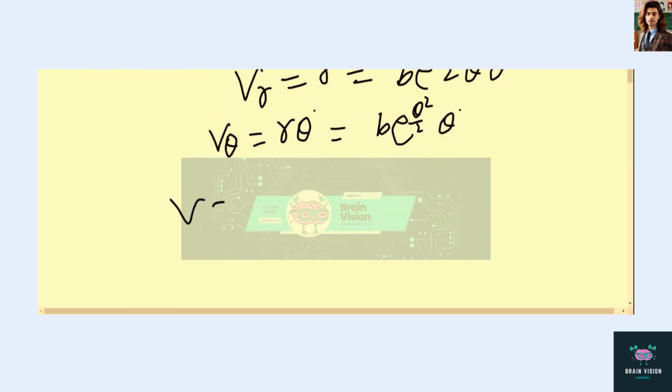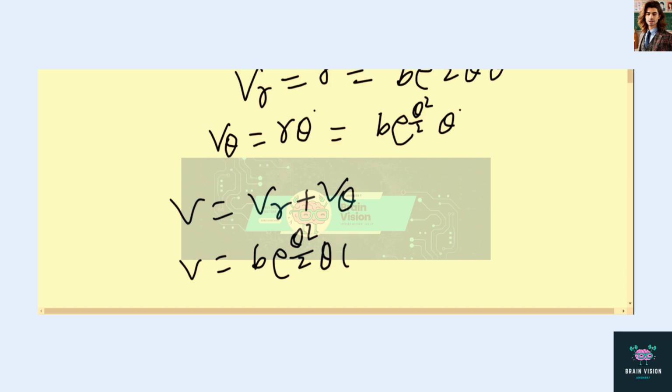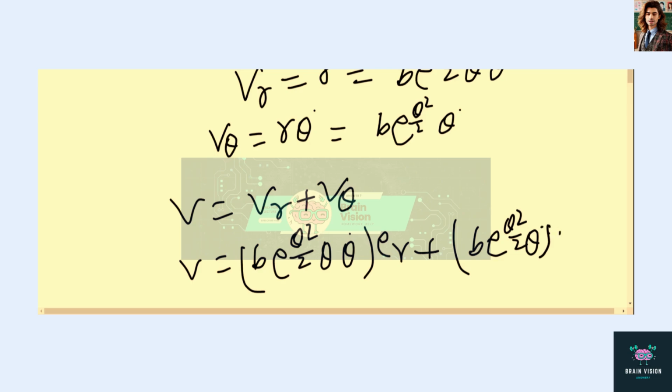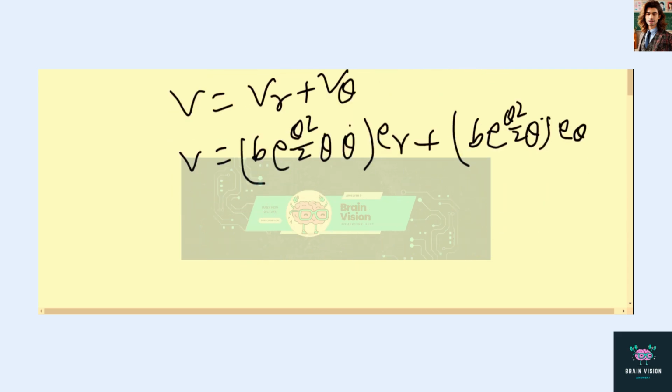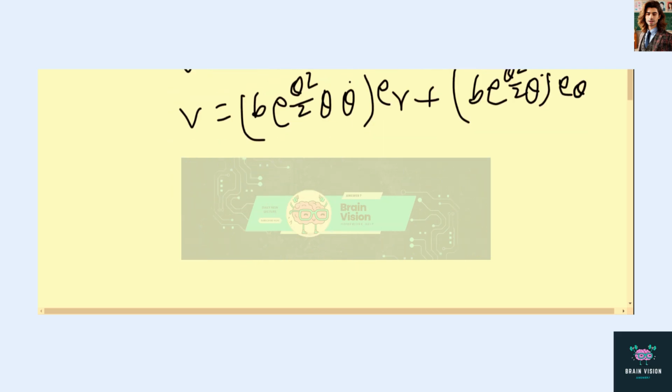So v is v r plus v theta, and so v will become nothing but b e to the power theta square upon 2 into theta dash e r, where e r is the unit vector in the direction of the radial velocity, plus b e to the power theta square upon 2 into theta dash e theta. And now we have to calculate the magnitude of velocity.